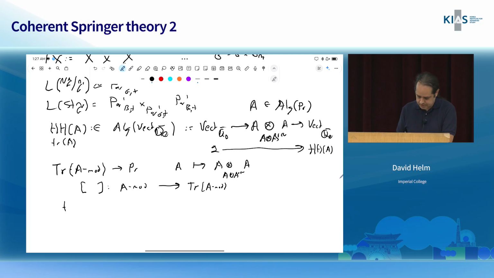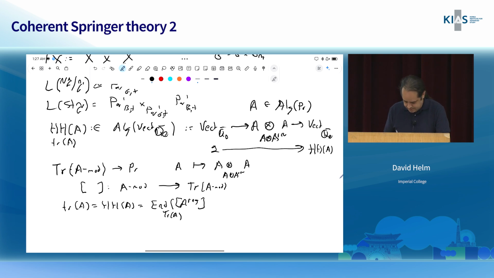Okay, and the point is that these are related in the sense that lowercase trace of A, which is just different notation for the Hochschild homology of A, is the endomorphisms in the categorical trace of A mod of the regular representation of the image of A itself considered as a module over A under this bracket operation. Okay, so that's some notation.